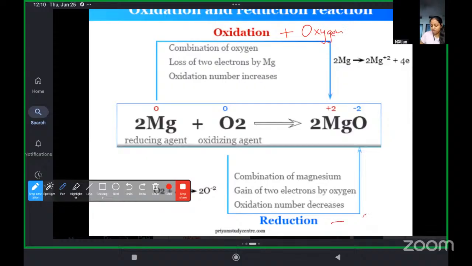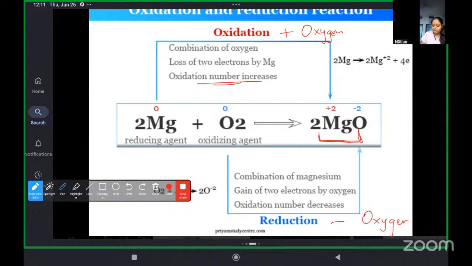Reduction means losing oxygen. So combination of oxygen is there. Mg combines with oxygen. See, 2MgO. When Mg is joined with oxygen, it is said that Mg is gaining oxygen. Loss of 2 electrons by Mg, oxidation number increases. Ignore the loss of electrons, but we will talk about gain of oxygen.